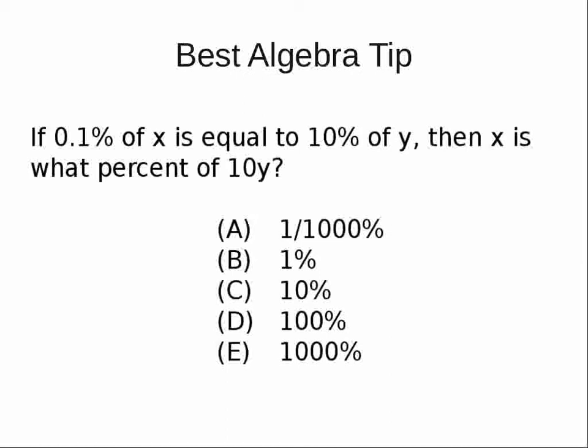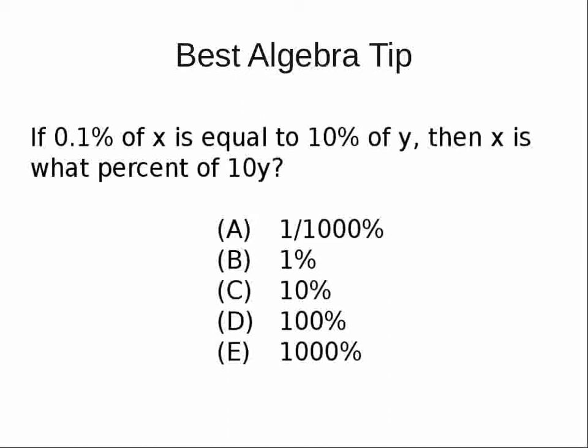I'm going to pick 1,000. It seems that that's probably one of the easiest numbers to work with to find 0.1% of. So I'm going to pick x equal to 1,000. So 0.1% of 1,000 is 1. Now, 0.1% of 1,000 is equal to 10% of y. So that means we know that y has to be 10 because of the value that I've selected for x.